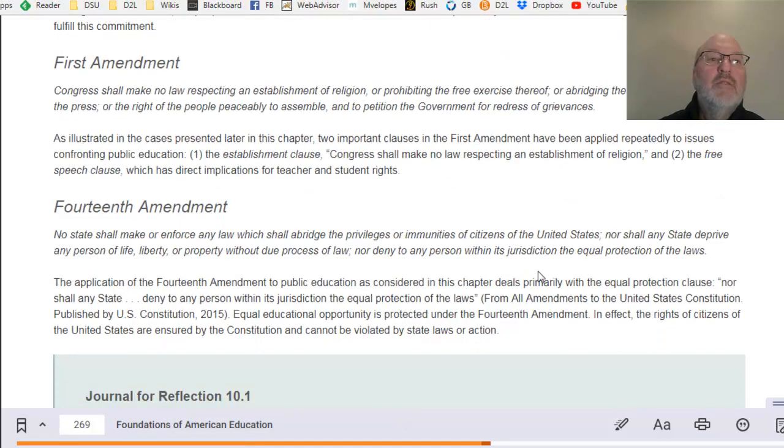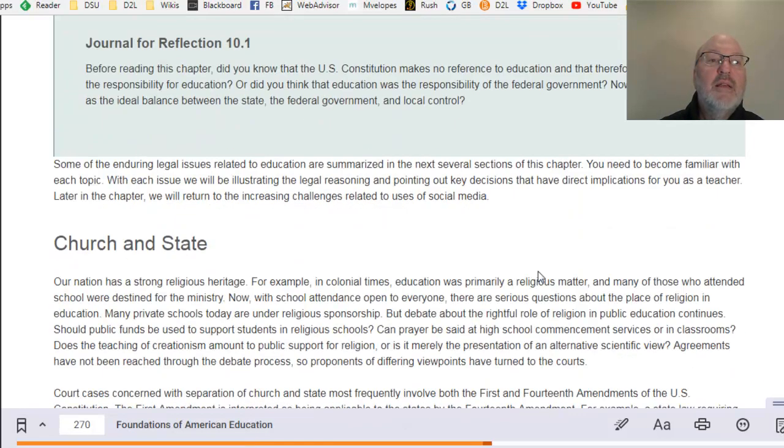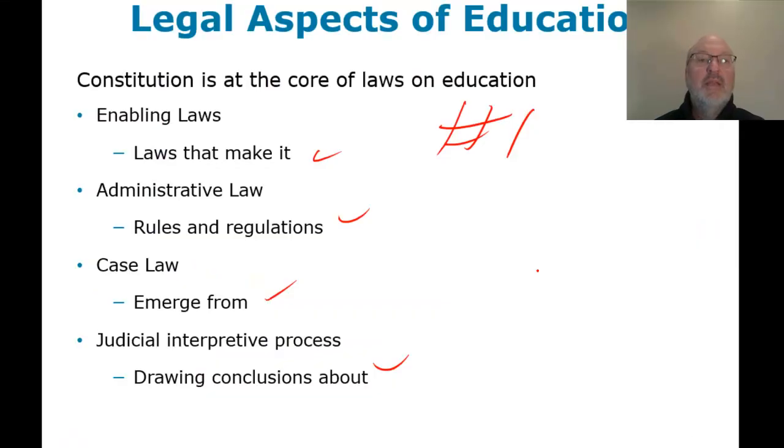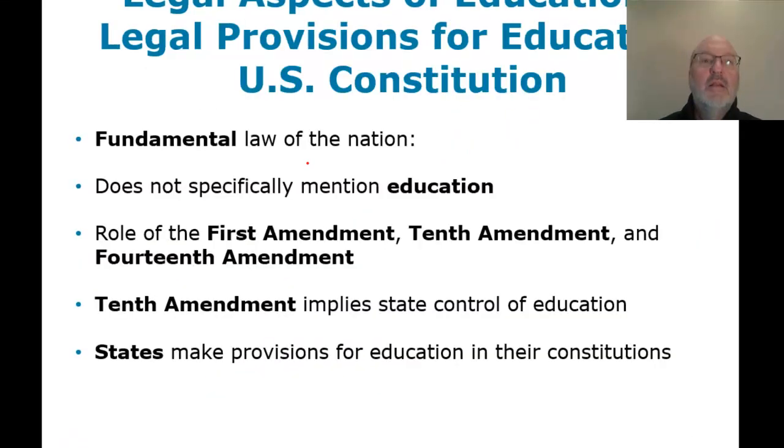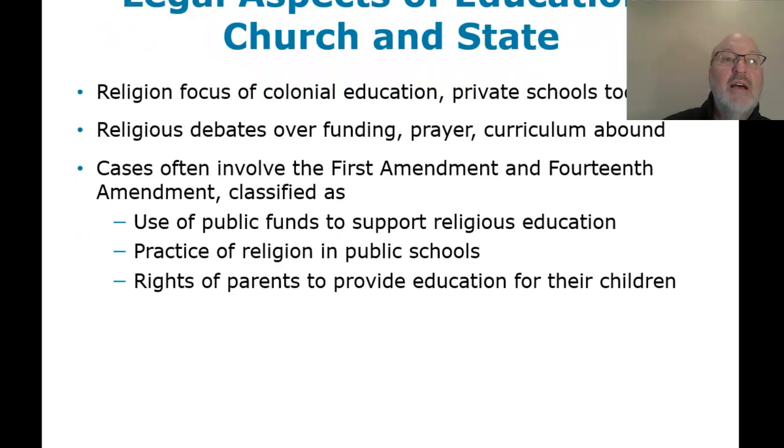Okay. It's the 1st and the 14th here. So let me go over here. So, fundamental law of the nation, and you will put this in number 2 here. And the 10th Amendment applies state control of education. States make provisions in their constitutions. That's obviously.